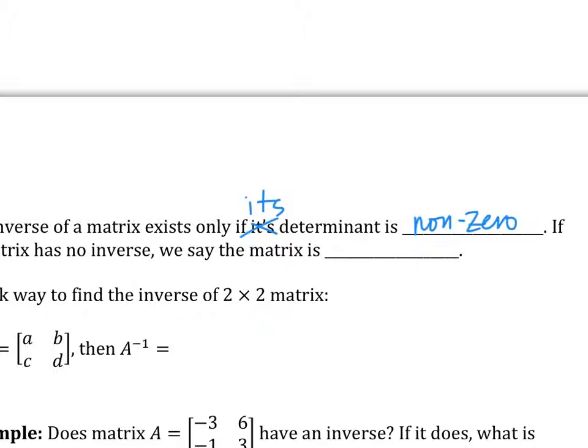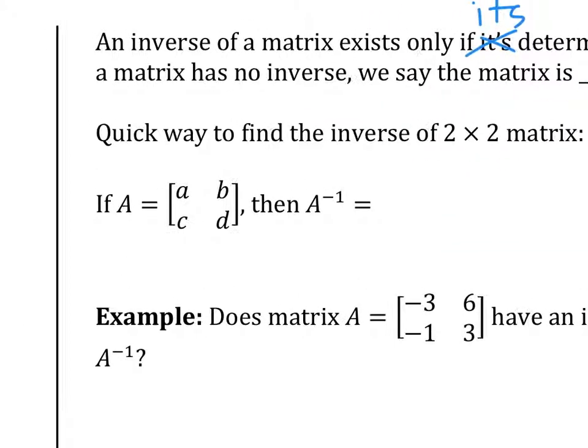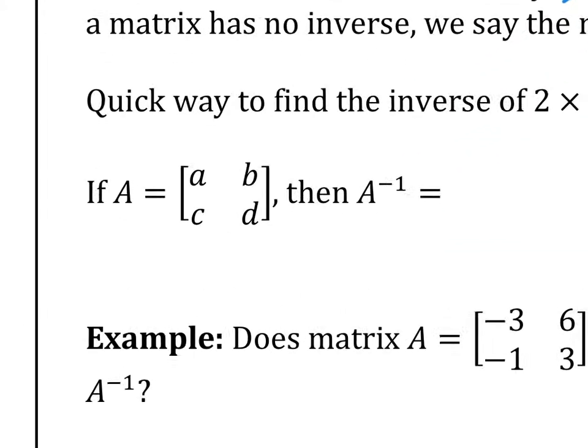If a matrix has no inverse, we have a special name for that. We call that singular. So if it has no inverse, you cannot invert it. We call that singular. All right, so let's take a look. If A is [a, b; c, d], what is A inverse? We need a formula for A inverse.